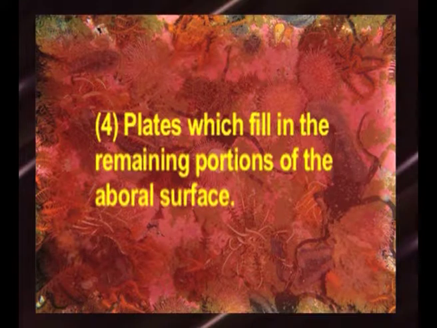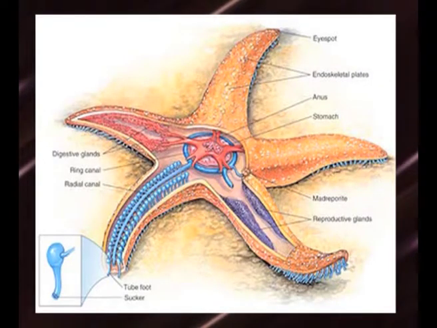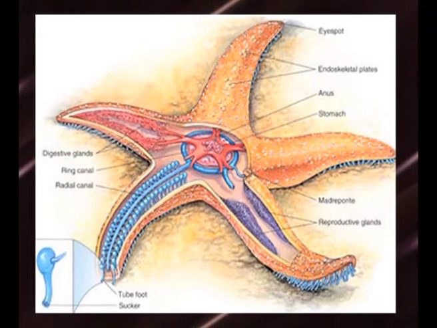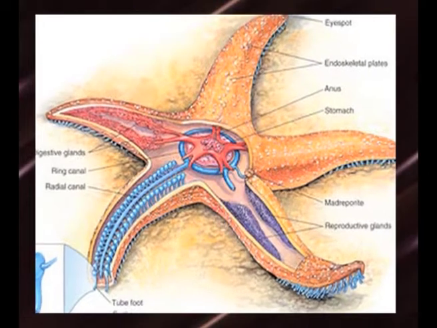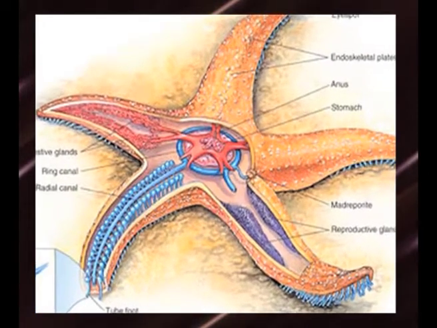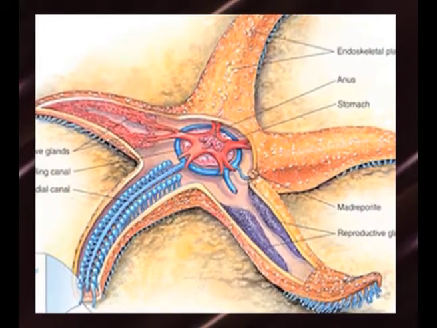Number 4, plates which fill in the remaining portions of the aboral surface. The plates running down the middle of the aboral surface of the arm are known as the radials. The terminal member of this series is notched for the reception of the most distal tube foot, which possesses an eye spot, and the plate is therefore known as the ocular.